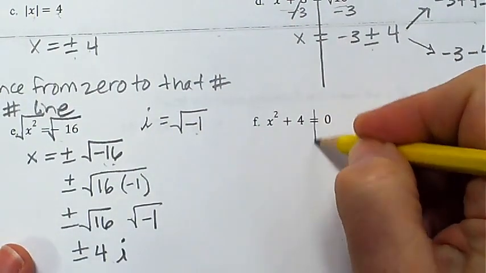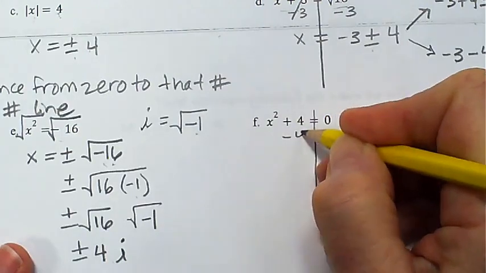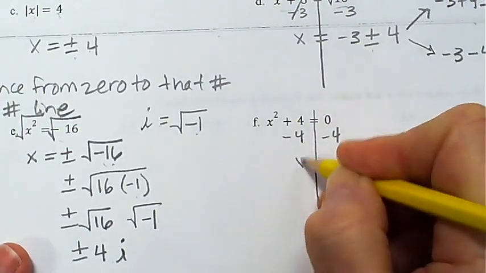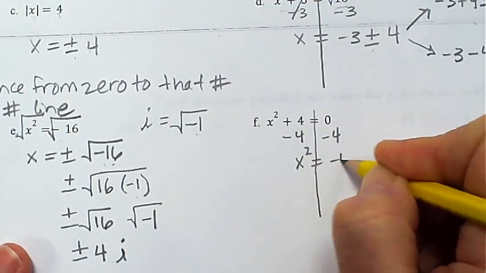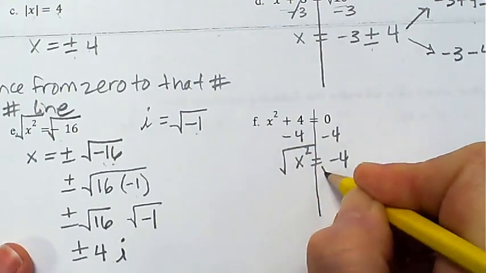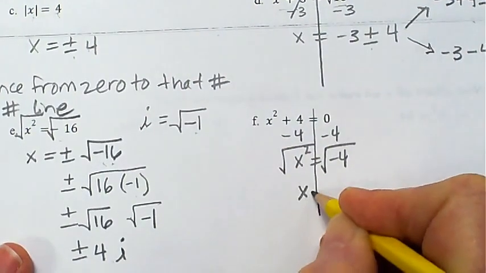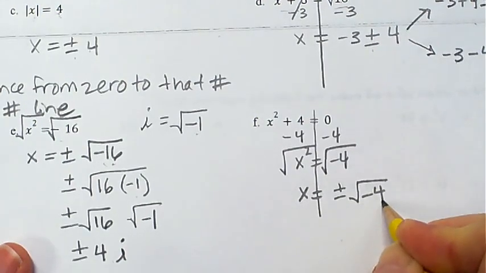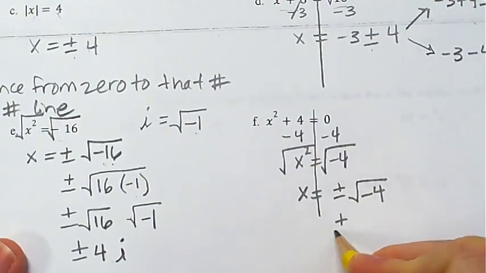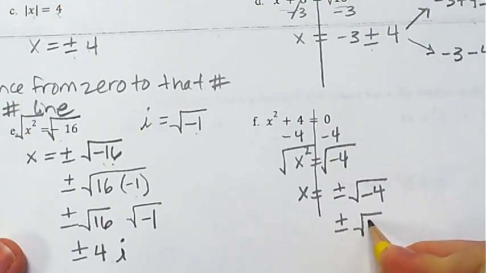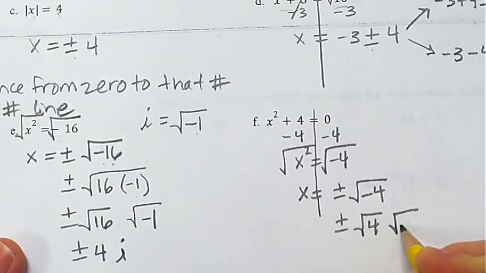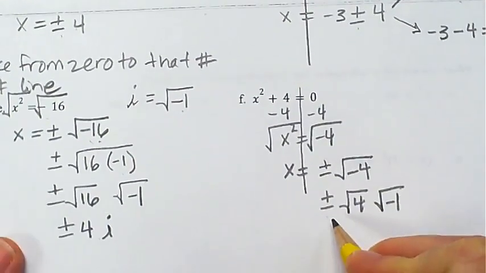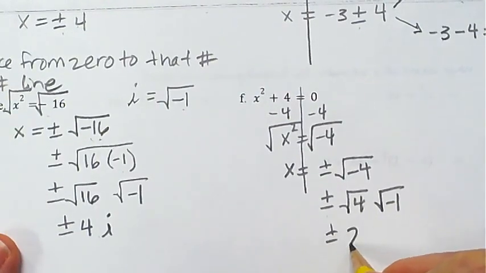Okay, same thing over here. If I get x by itself, I'm subtracting 4 from each side, so x squared equals -4. If I take the square root of each side, I get plus or minus square root of -4, which is going to be plus or minus square root of 4 times square root of -1, which is plus or minus 2i.